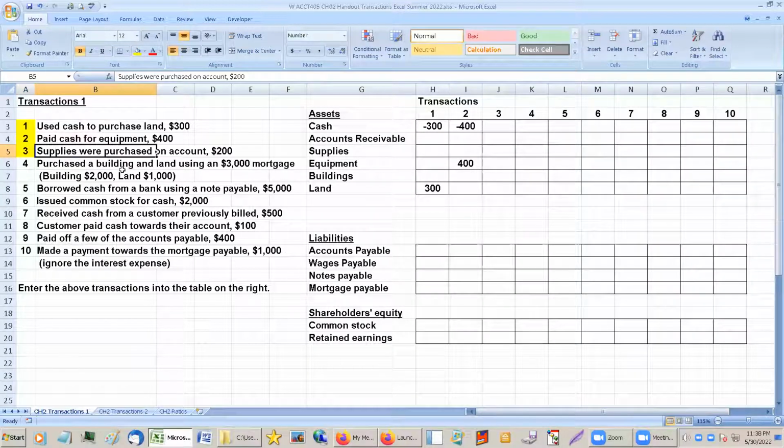Okay, number 3, supplies were purchased on account, 200. Okay, so our supplies are going up, but we haven't used any cash yet. We bought them on account. So we owe somebody $200. So that's going to be our accounts payable. It's going to go up because we owe $200 more now. Our liabilities have increased.